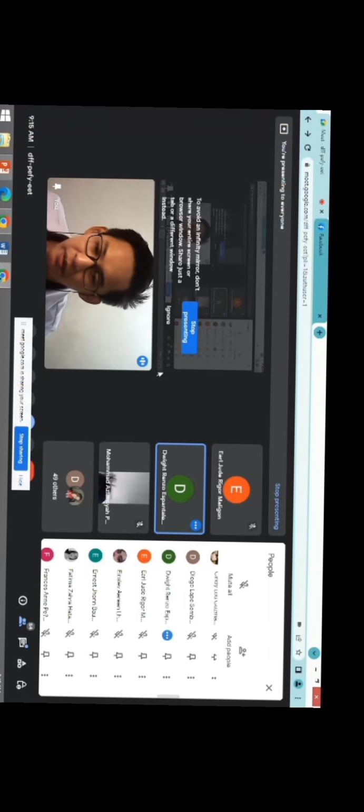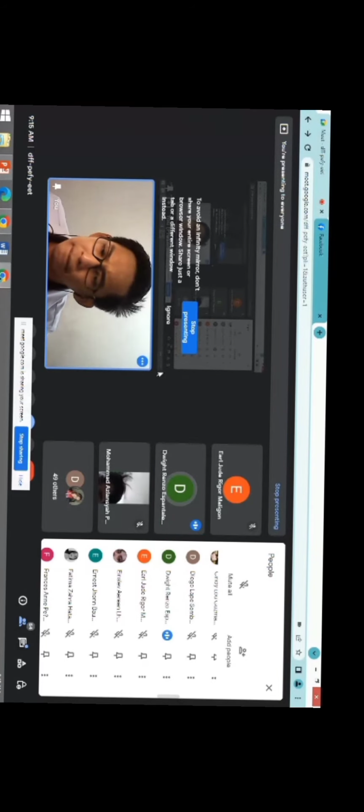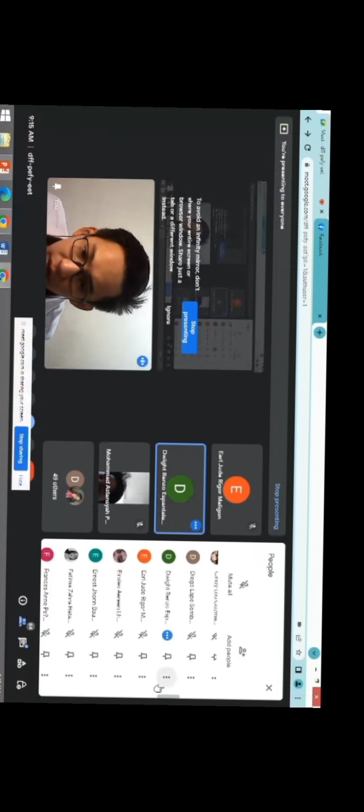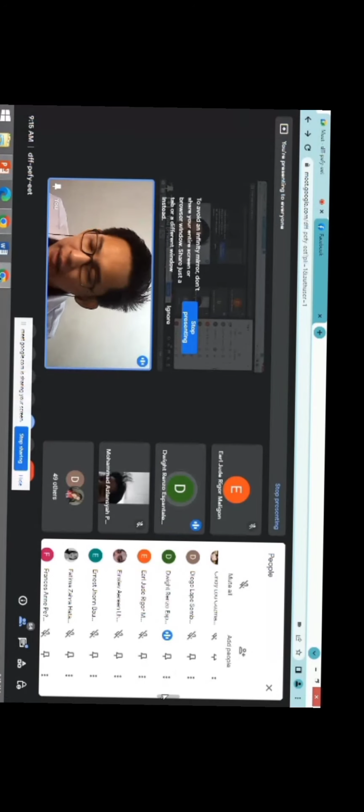Tooth number 1-3. Sa permanent maxillary right canine. Correct. That was Earl, right? Yes, Doc. Okay. Okay na ta? Nasabtan na ni? Yes, Doc. Okay.